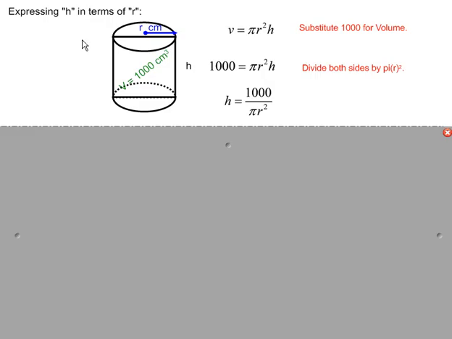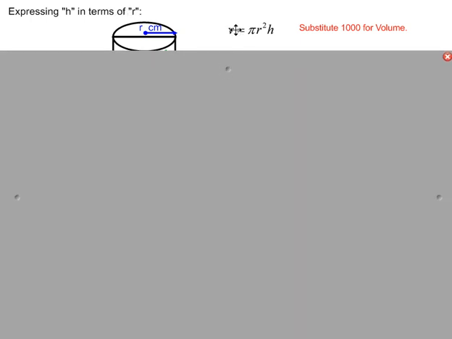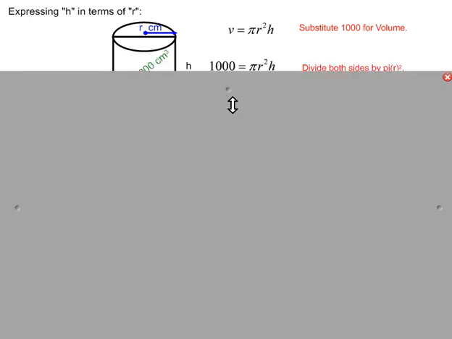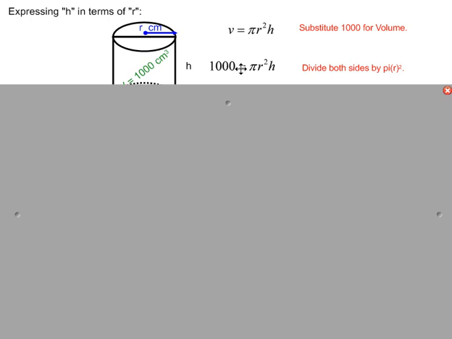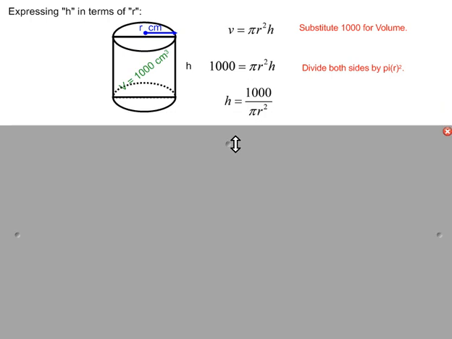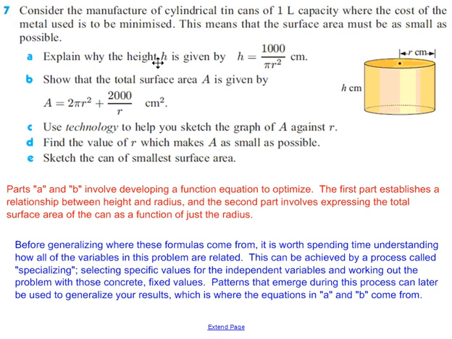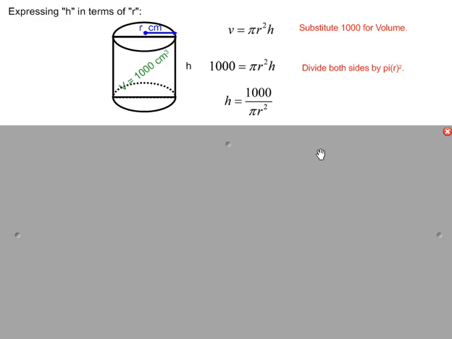So to generalize it, I actually have to express height in terms of r. It's simply a matter of going back to our volume equation. We substitute 1,000 in for the volume, and that's what we know. And then even if I don't know what r is, I can still divide both sides by pi r squared and produce this formula. So that's the first part of the question, which says explain why the height is given by h equals 1,000 over pi r squared. Ultimately, I got to the understanding that I could express volume in terms of radius and height using my volume formula, and then I just solve for height by dividing by pi r squared, and that's where that formula comes from.